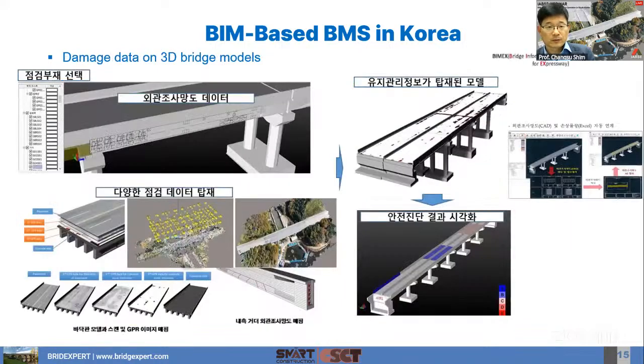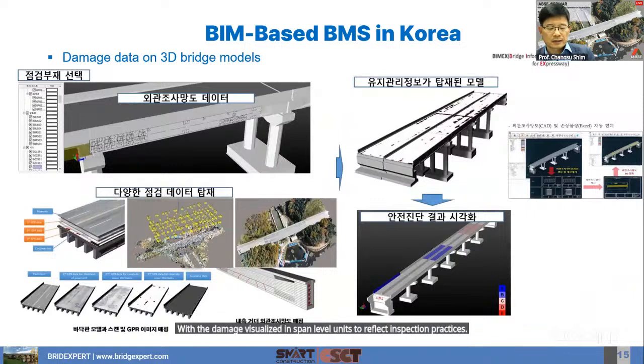In this system, visual inspection results are mapped onto the 3D model, with the damage visualized in span-level units to reflect inspection practices. Users can selectively display specific types of damage or data attributes, and it enables targeted analysis. Condition ratings are visualized using a color-coded scheme. It allows quick identification of critical areas for inspectors and engineers.